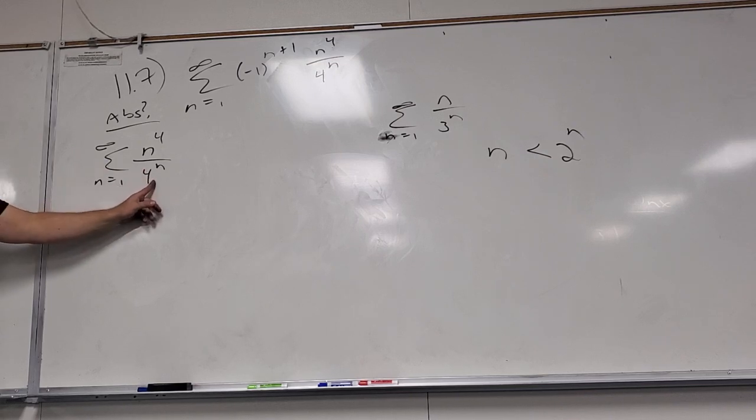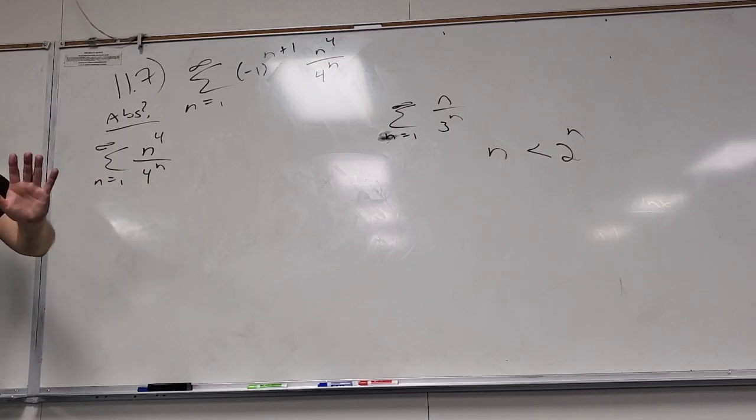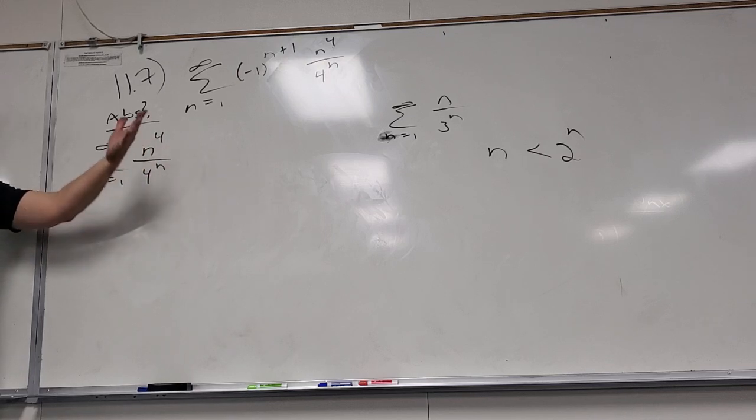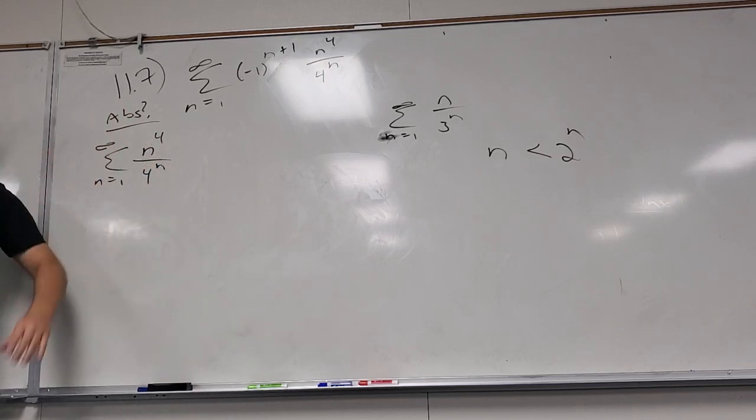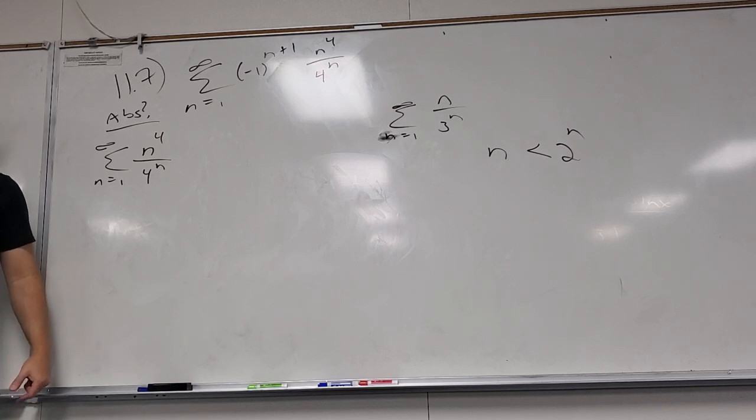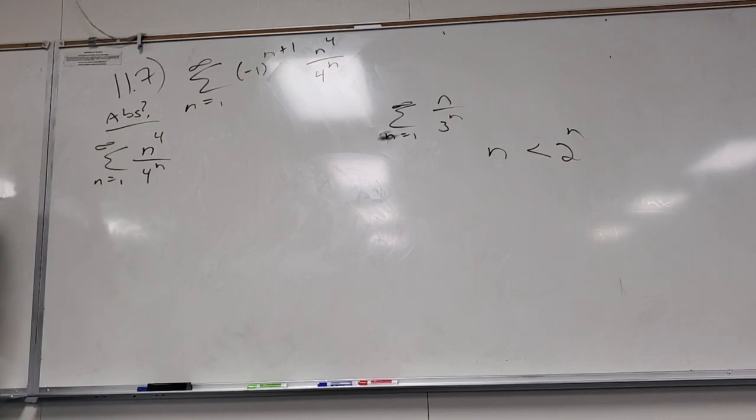Why can't I use the root test? Or why do I definitely not want to? Because the numerator is not all to the nth power. The nth root of n to the fourth is a little weird. It's doable, but it's weird. So I'm not sure which one I want to try first.